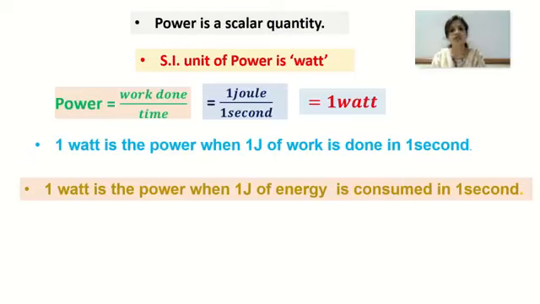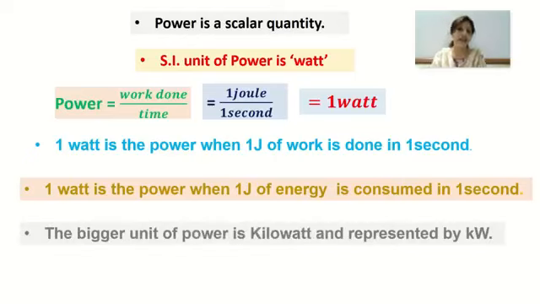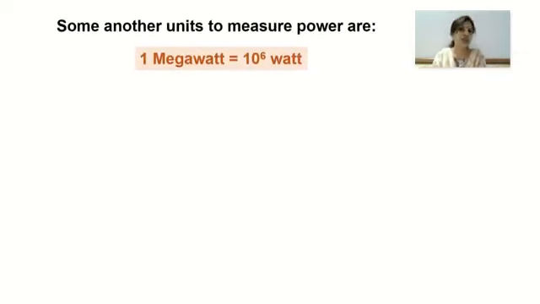Then the bigger unit of power is kilowatt, and it is represented by kW. K for kilo, W for watt. When power is more, during that time we use the unit kilowatt. And 1 kilowatt is equal to 1000 watt. This is the relationship between kilowatt and watt. Other than that, there are some other units to measure power. That is megawatt. This is another higher unit. So 1 megawatt is equal to 10 raised to 6 watt.